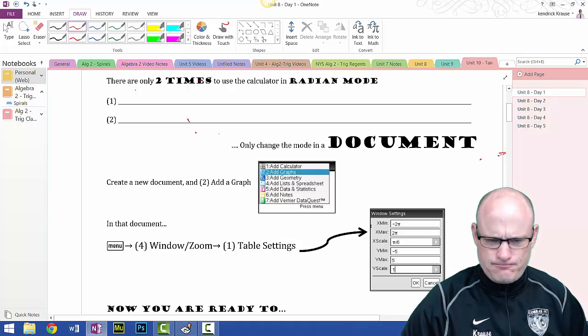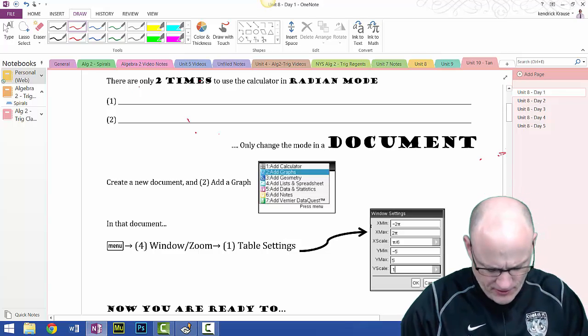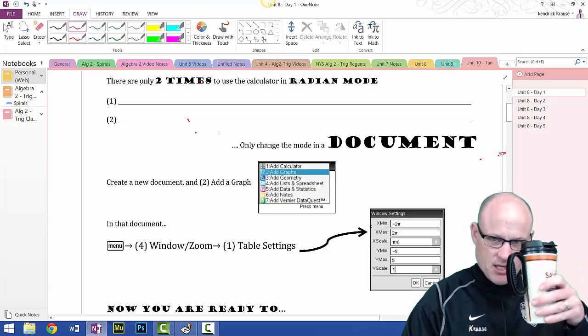Radians. When you get your calculator on the Radians exam, hopefully your teacher has done you a service, your school has done you a service, provide you a little coffee.